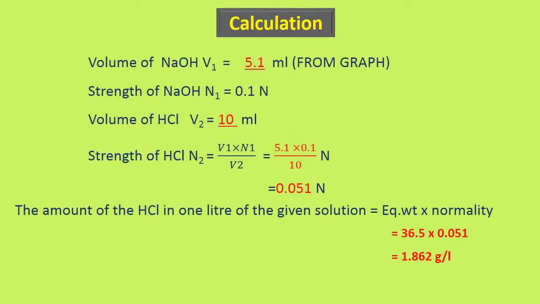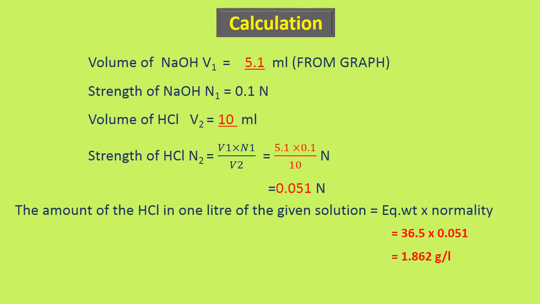Let us do the calculation. Volume of NaOH, which is 5.1 ml, which we have to take from the graph. Whatever value you get, please record it here. Strength of NaOH, which will be given in the question paper, or you ask your teacher, they will give you the value. It is 0.1 normal in our case. So volume of HCl, V2, is 10 ml, which we have pipetted out. So strength of HCl is V1N1 by V2. Upon calculation we get 0.051 normal.